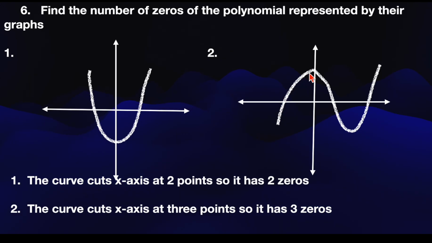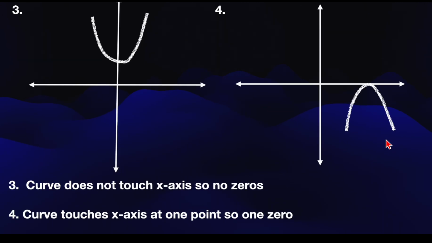Second sum, this curve is the polynomial and it cuts the x-axis in 3 points, 1, 2 and 3. So this polynomial has got 3 zeros. Here the curve does not cut the x-axis at all, so it does not have any zero. Here the curve cuts the x-axis in 1 point only, so it has got 1 zero.